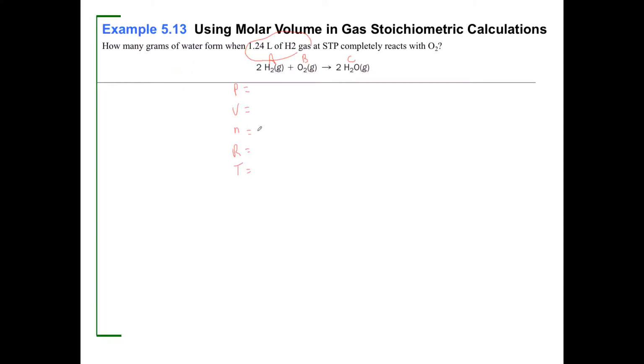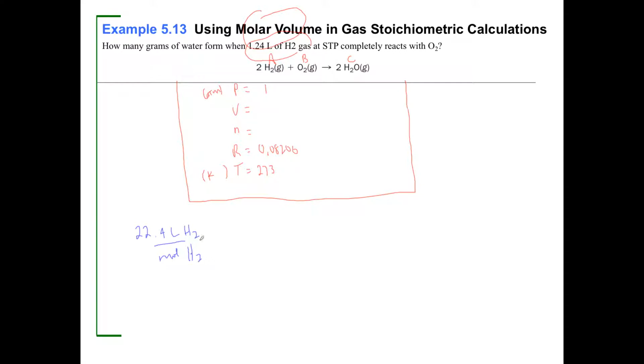Okay, and it's STP. So pressure is 1 atmosphere. Temperature is 273 kelvins, right? And this is 0.082. Oh, you know what? I don't need that, because we're using the molar volume. So I'm going to put this to the side. If for some reason I get sideways with my molar volume, I'm going to come back and solve it like that. And the molar volume is 22.4 liters per mole, right? Remember that? And in this case, it's of H2. Now what we're going to do is say that there's this many liters.